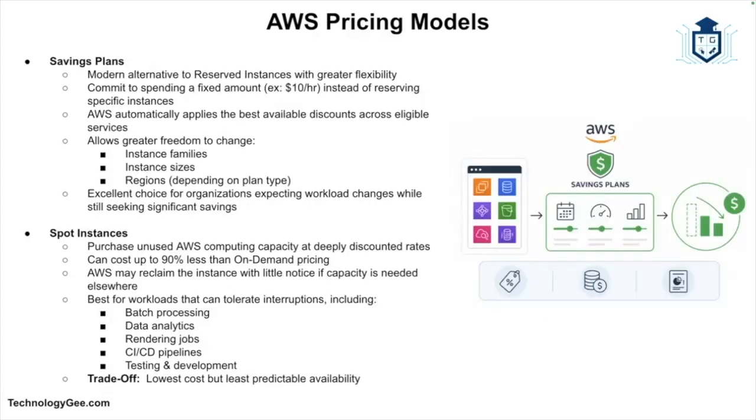And then you have savings plans. And this is a newer, more flexible version of reserve instances. And basically you commit to a certain amount of usage, like $10 an hour. And this automatically applies discounts across your services. And then you have what are called spot instances, where you bid on unused AWS capacity, where this can be up to 90% cheaper. However, it can be interrupted at any time. But this is perfect for batch jobs, testing, or non-critical workloads.